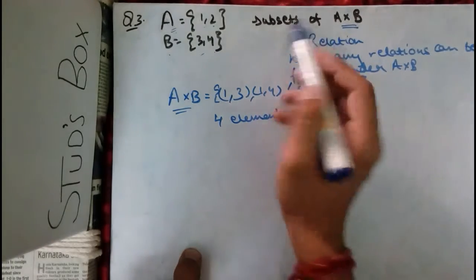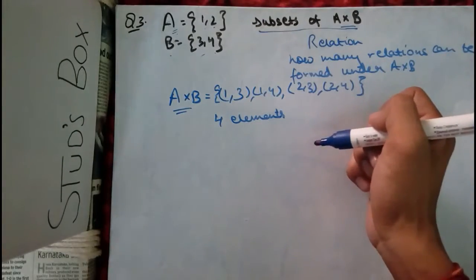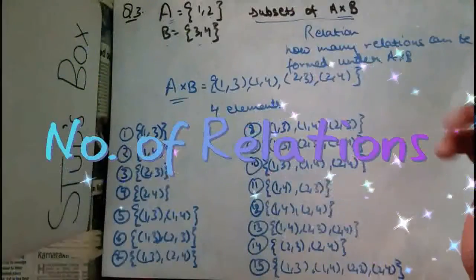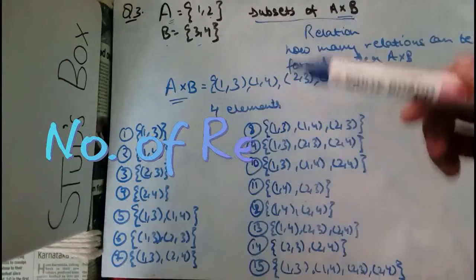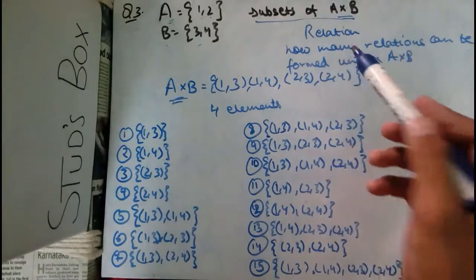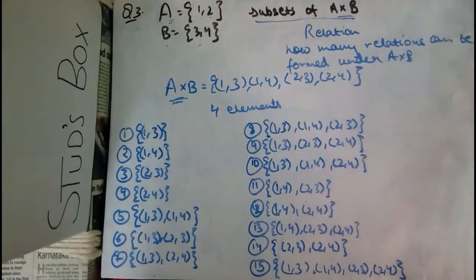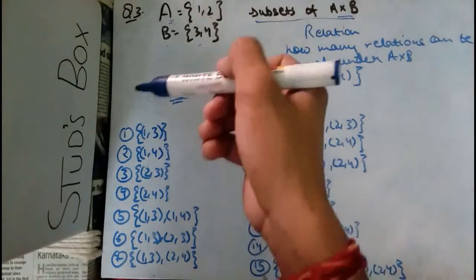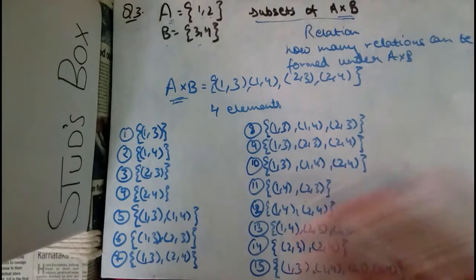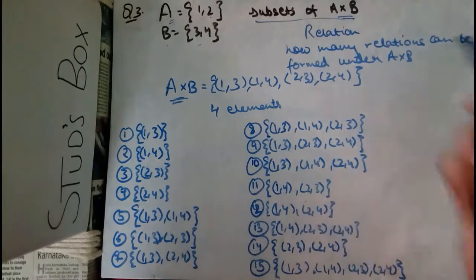But we have been asked for subsets of A cross B. How many subsets can I form of A cross B? If you see, there are a total of 15 subsets of A cross B. That is, there are 15 relations that can be formed under A cross B. But finding all the subsets is very hard to do. So there is a pretty simple formula for that.